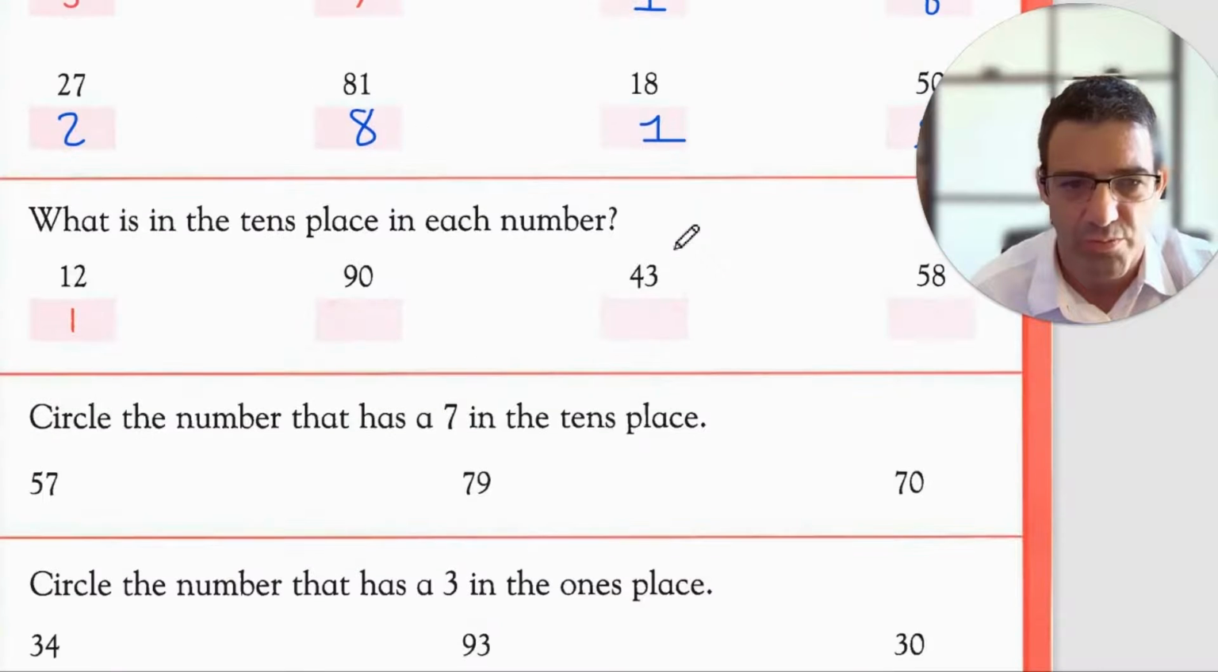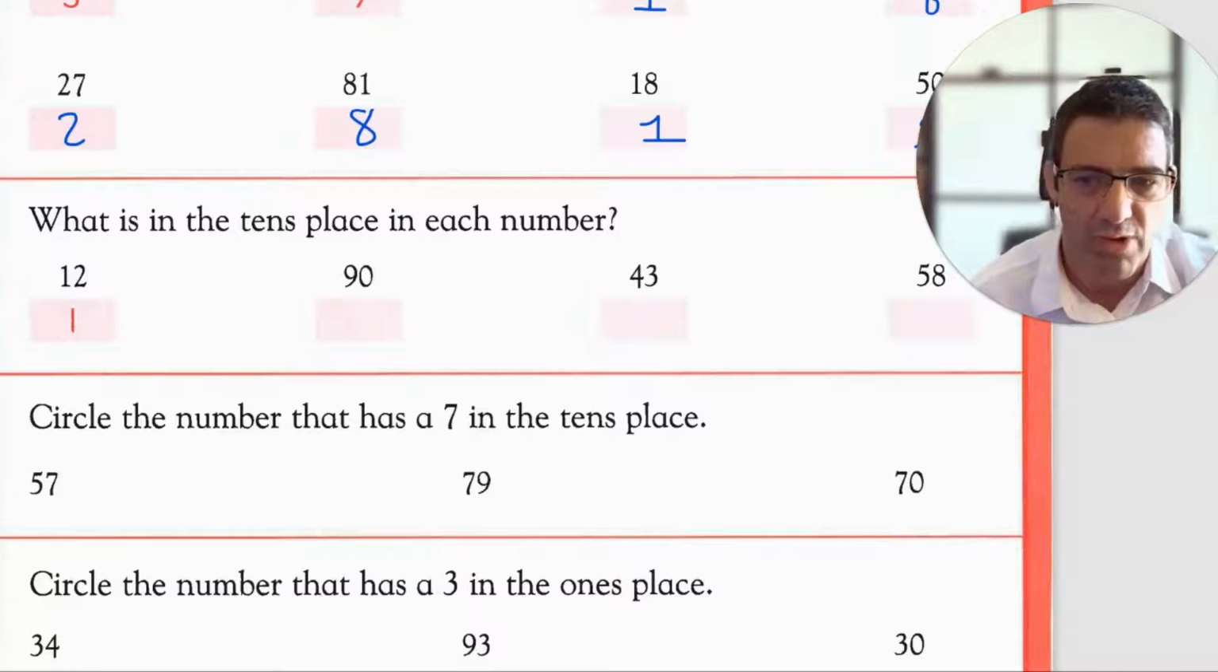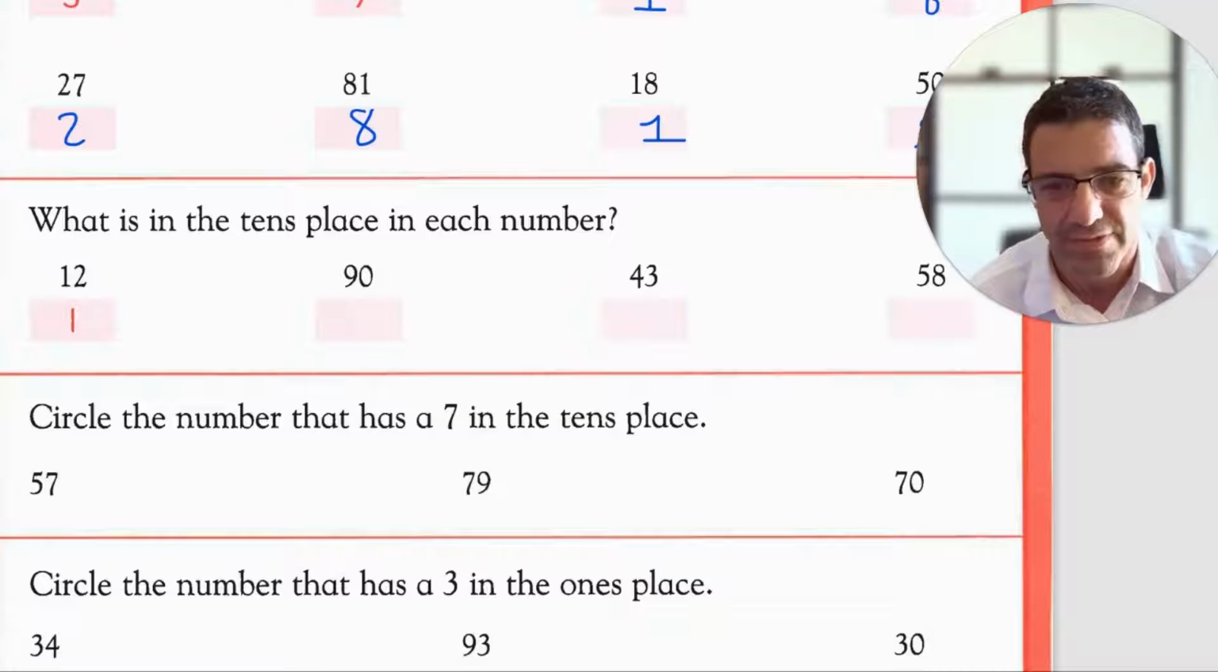Okay, so we have a few more questions here. What is in the tens place in each number? 12 has a 1 in the tens. 90, I could say the number on the left is in my tens, so 9.